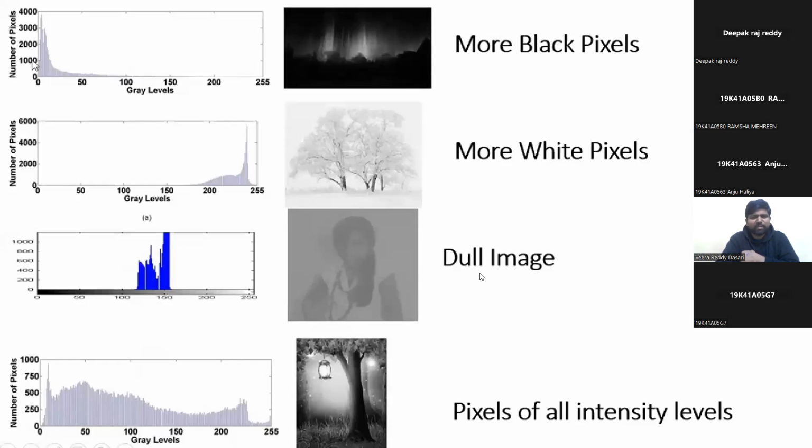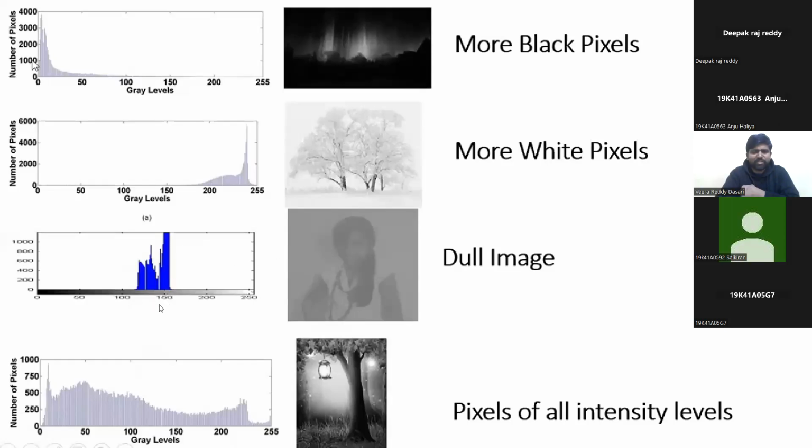Next, take any dull image, where the pixel intensity values fall between 100 to 150. So depending on the type of image, you can see the diagram. The histogram represents the pixel intensity values and how many pixels there are, and you can know this by creating a histogram.